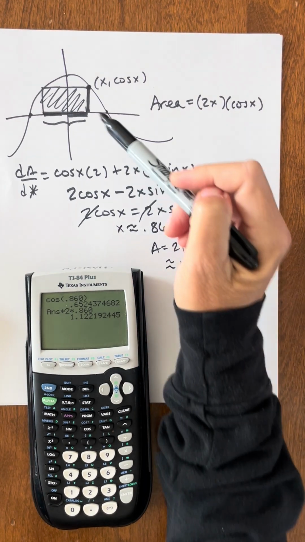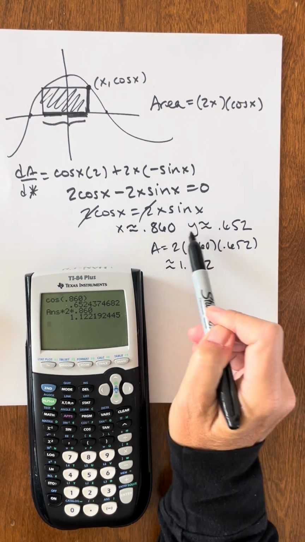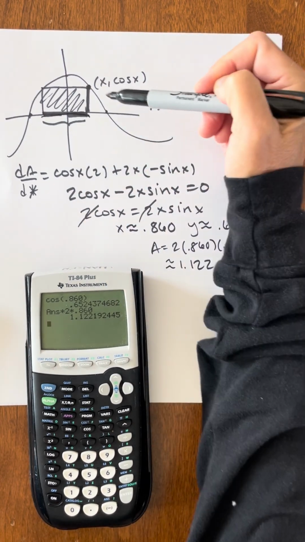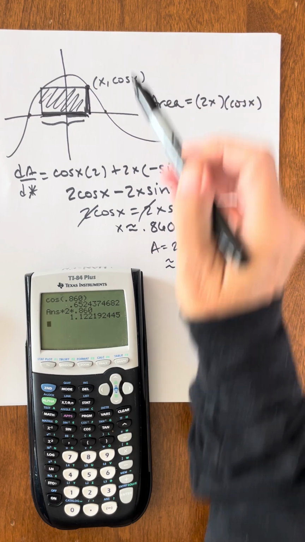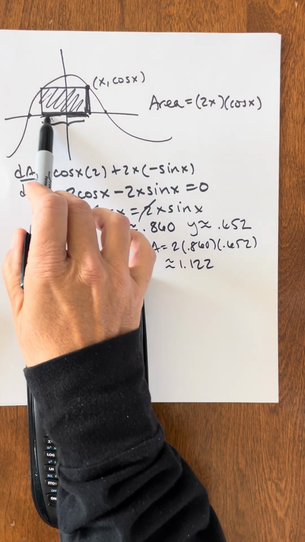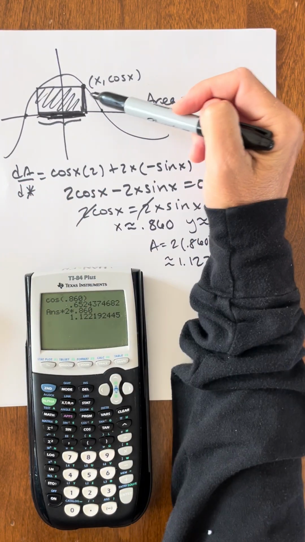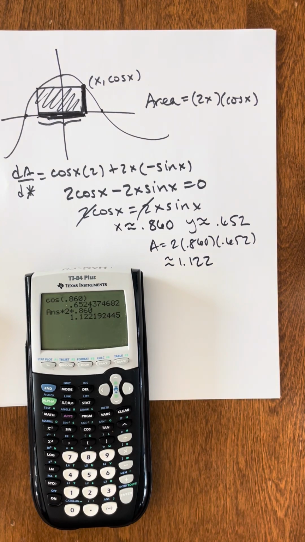All right, the dimensions of this would be 2x times y. So 2 times 0.860 would be this distance right here. 0.652 would be this height right here.